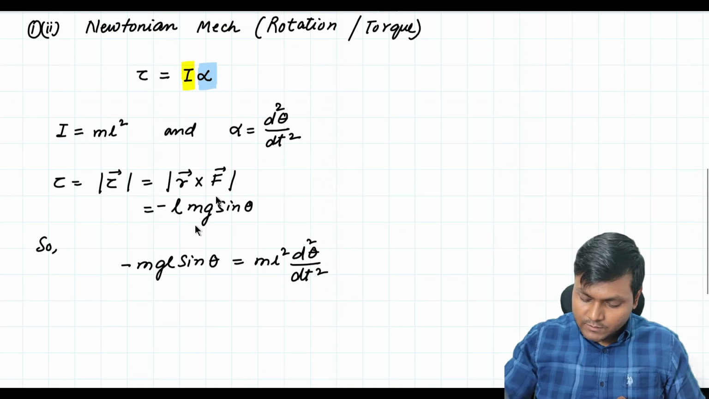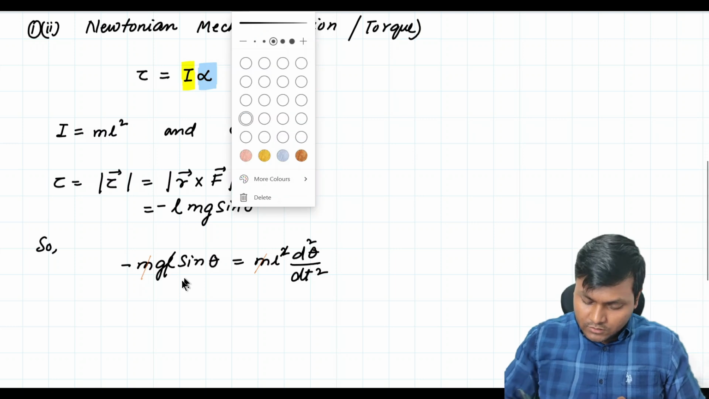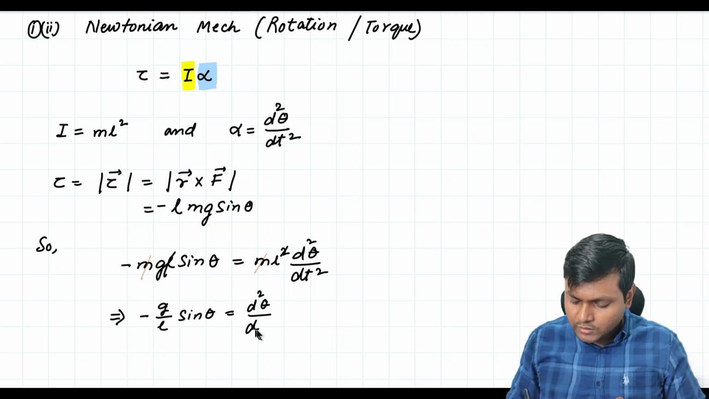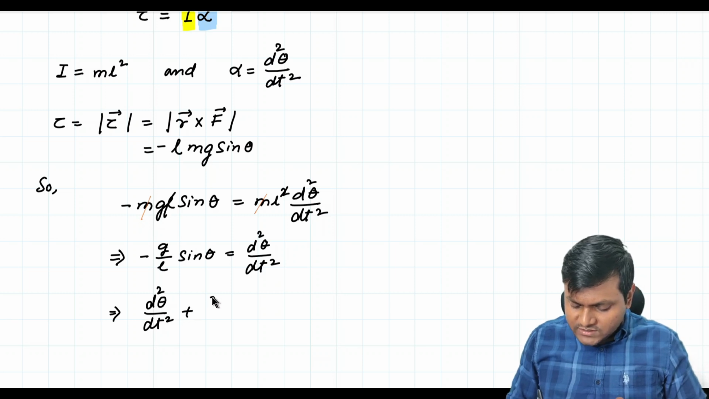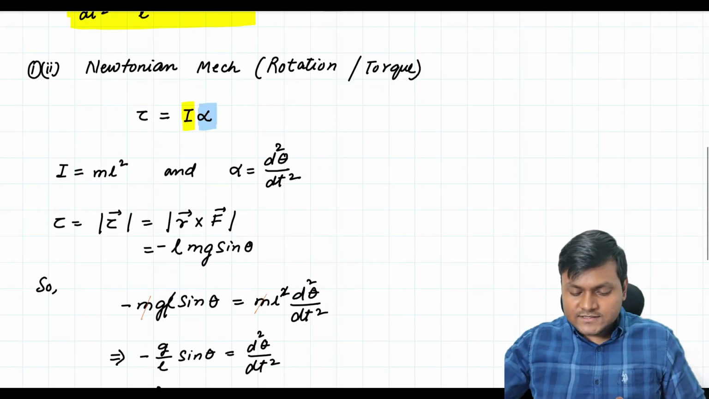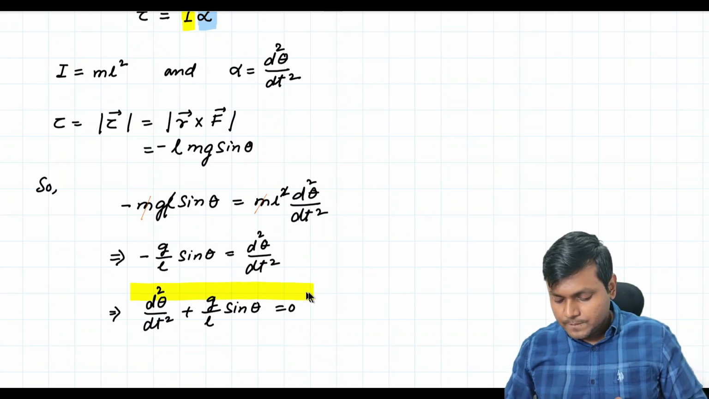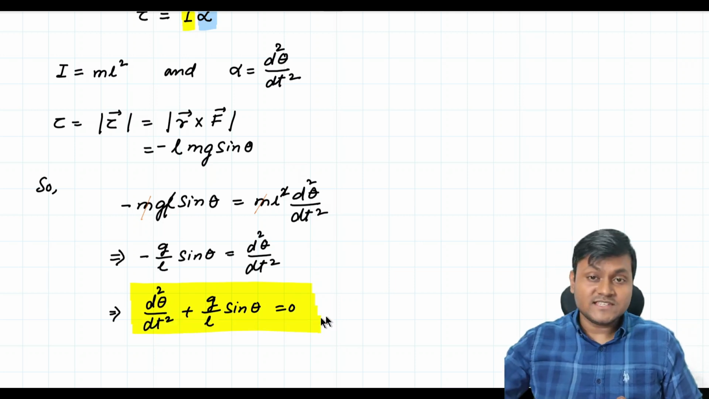Here of course the mass gets cancelled out, the L also gets cancelled out, and you are left with minus g upon L sine theta is equal to d2 theta upon dt2, which can be written in the form of the equation d2 theta upon dt2 plus g upon L sine theta equals zero. This is exactly the same equation of motion that we just now obtained by taking a look at the forces. So even by using the concept of torque and moment of inertia, we can obtain the same equation of motion.